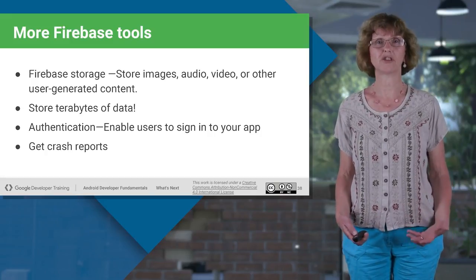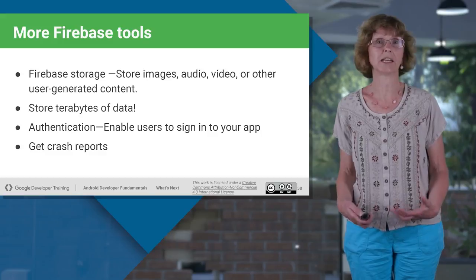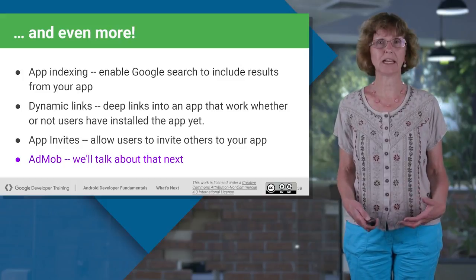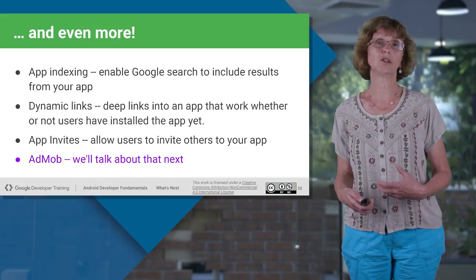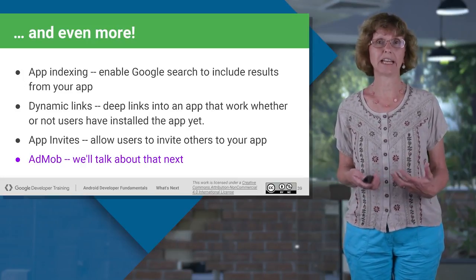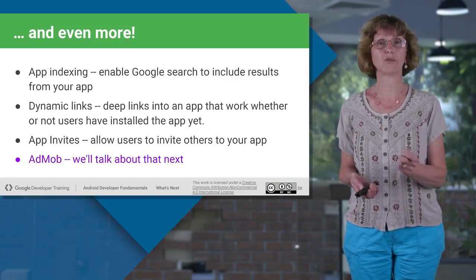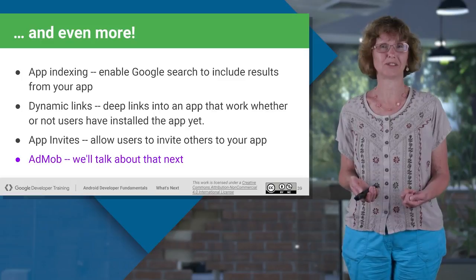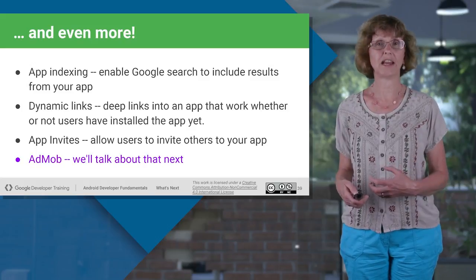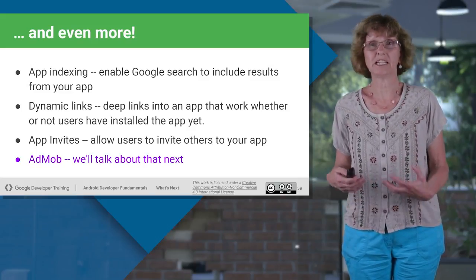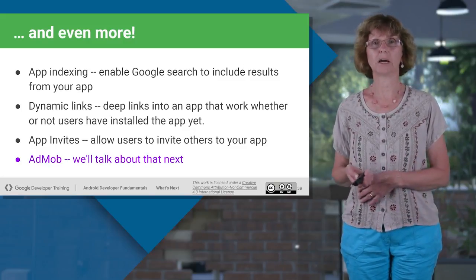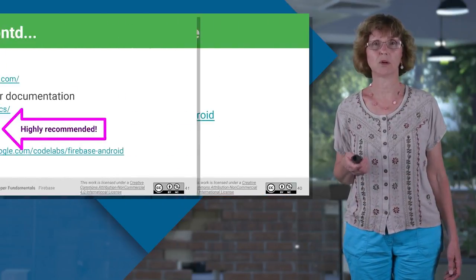You can run authentication. Firebase makes it very easy for you to enable sign-in to your app. You can get crash reports. You can enable app indexing, which means that Google will include results from your app in search results, which is actually pretty cool. You can add dynamic links, which means that users can click through into your app even if they don't have the app installed. You can use app invites, which allows users to very easily invite their friends and other people to come to your app. So if they really like your app, it makes it really easy for them to share your app and invite others to come to it. And then there's Admob, and I am going to talk about that. Some links about learning more about Firebase.